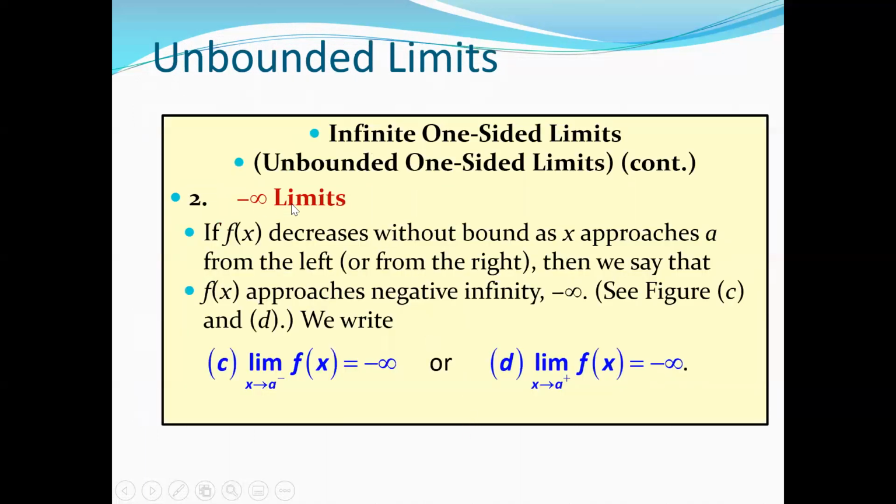Now we also have negative infinity. Here we say if f(x) is decreasing, so it's going to be the smallest, decreasing without bound as x approaches a from the left or from the right, then we say that f(x) approaches negative infinity. So the limit of f(x) as x approaches a from the left or a from the right is equal to negative infinity, if f(x) is decreasing without bound.